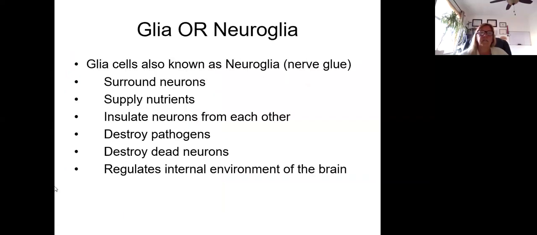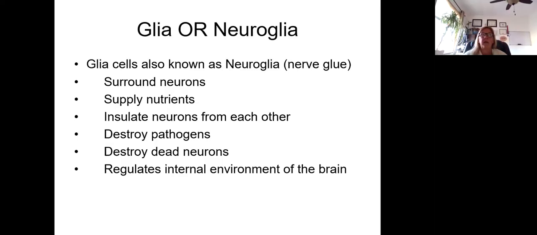So then we have glia cells. Glia cells are referred to as nerve glue. They are also referred to as neuroglia. These surround the neurons, and they supply nutrients, they insulate the neurons from bumping into each other, they destroy pathogens, they destroy the dead neurons that are in your brain, and they regulate the internal environment of your brain.